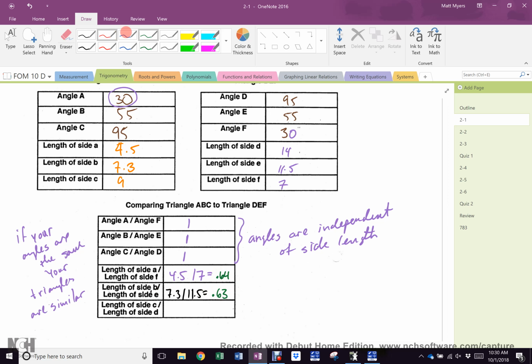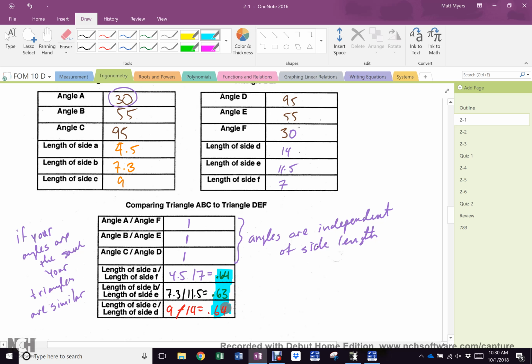What is going to be the answer when I do 9 divided by 14? It's going to be around what? 0.6, whatever you get. Now, if we had exact measurements, what will we know about those three things? They're all the same.